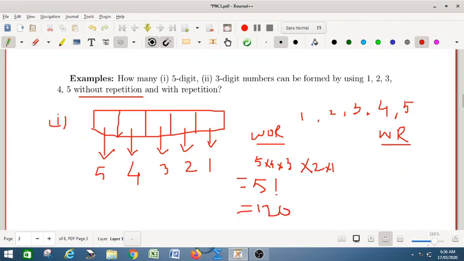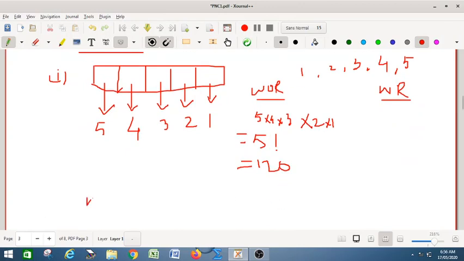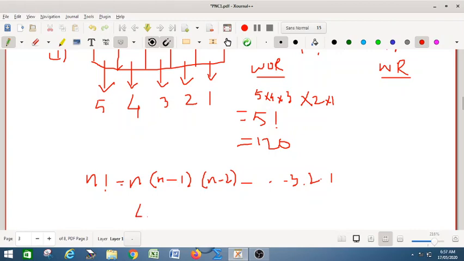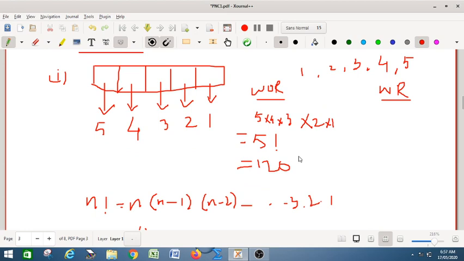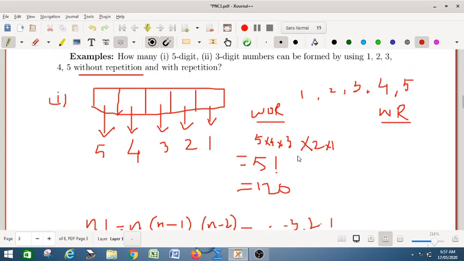That is called the factorial notation, factorial 5. What is factorial? Factorial n is the product of the first n natural numbers in decreasing order: n into n minus 1 into n minus 2 and so on, 3, 2, 1. So this is called the factorial notation. Okay, this is the notation of factorial. So in this case, without repetition, the answer is 120. There are 120 ways of filling the 5-digit places with the 5 numbers without repetition.